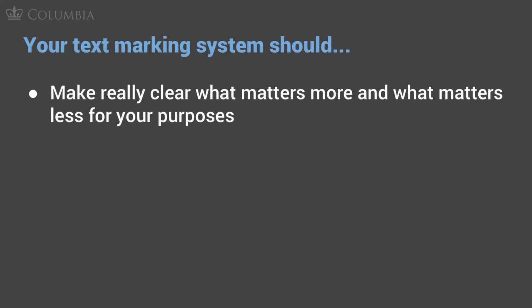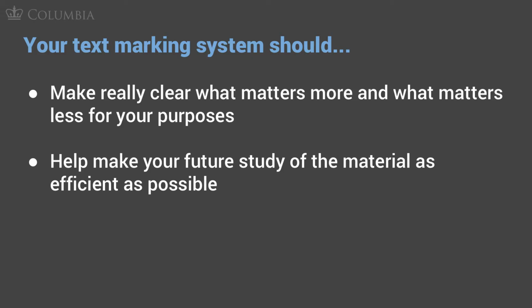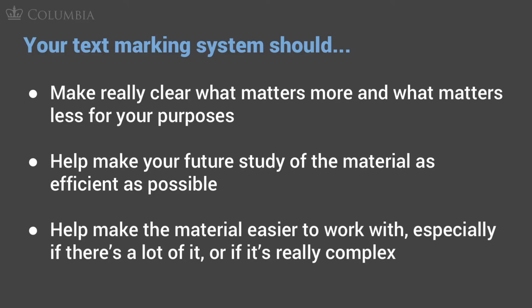So, when we're thinking about a system for marking our text, we want our system to do three things. We want it to distinguish immediately between different types of information, in other words, to help us figure out what matters and what doesn't. Second, we want it to make our future study of the material as efficient as possible. And thirdly, we want it to make our material, especially complex or abundant material, more manageable in the future.